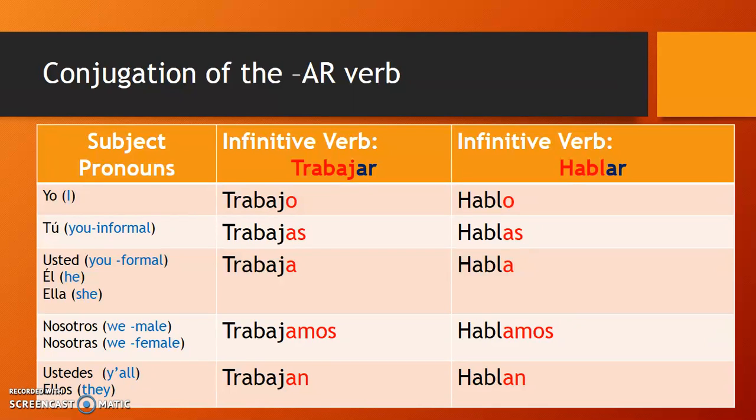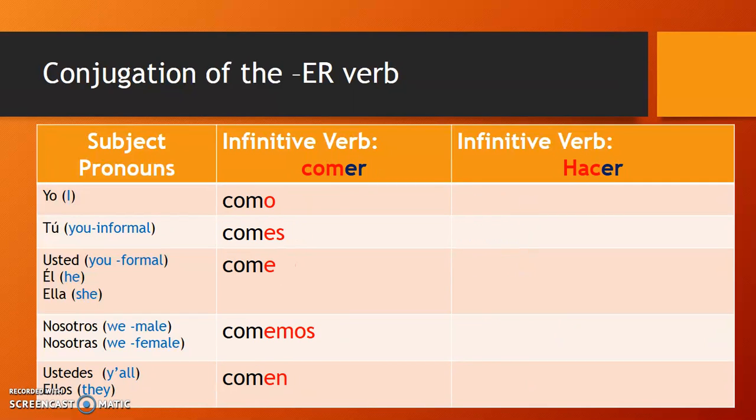And remember that most of these are going to be regular verbs, so pretty much all the time they will use this pattern. Okay, so here is a conjugation of the ER verb. Again, we have the subject, we have the verb comer, which means to eat. It has an ER ending, and this is the pattern this verb is going to use. Yo como, tú comes, usted, él, ella come, nosotros, nosotras comemos, ustedes, ellos comen.